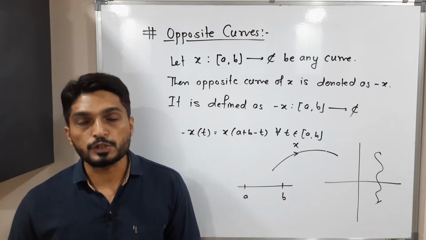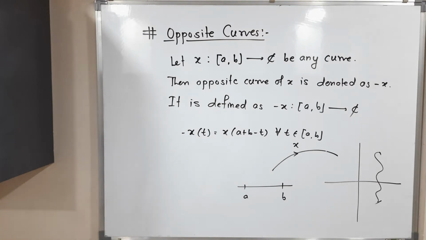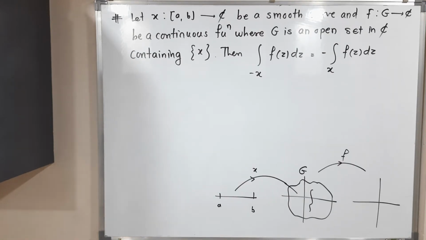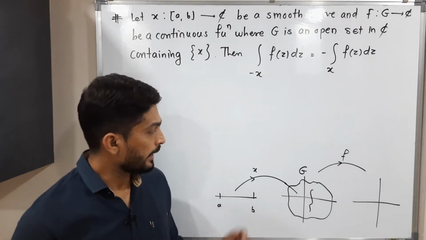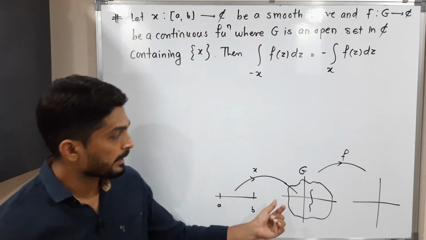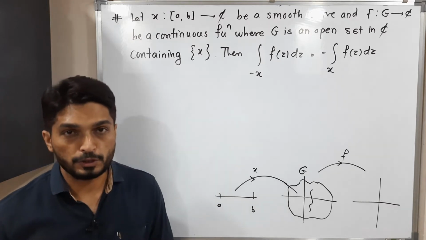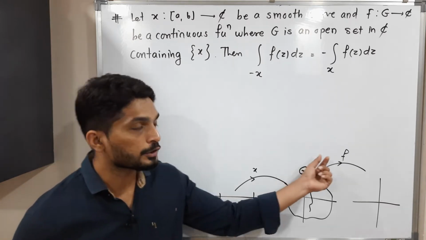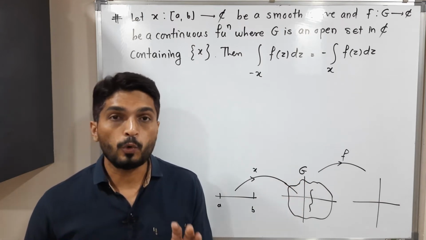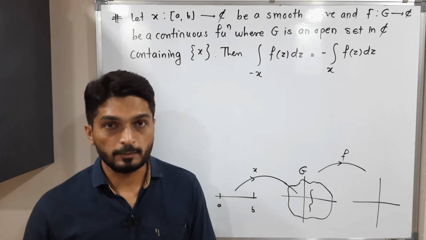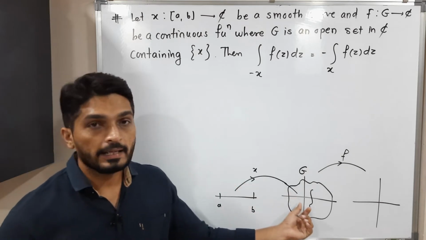So with the help of this definition we are going to discuss one result now. Make a screenshot of it first, then we will go further. So now we are going to discuss the proof of this result. Okay, so let us discuss what is given here. We have a curve x in a complex plane. x is defined on closed interval [a, b], and it is a smooth curve, they have mentioned. The second important thing is we have a function f which is continuous. It is defined on set G, where G is an open set in complex plane C, right? And a very important thing is that the trace of x lies in G.